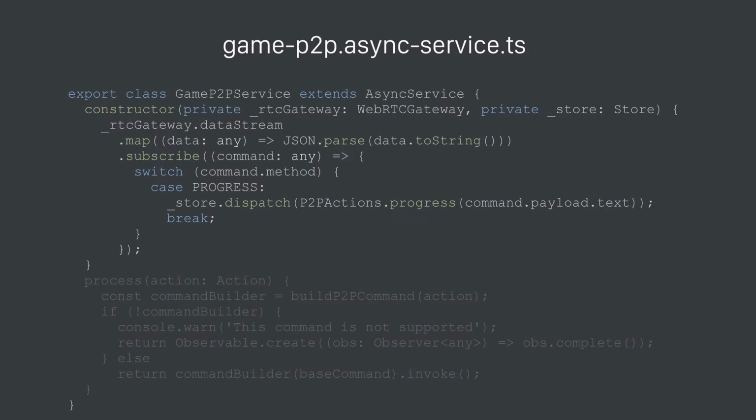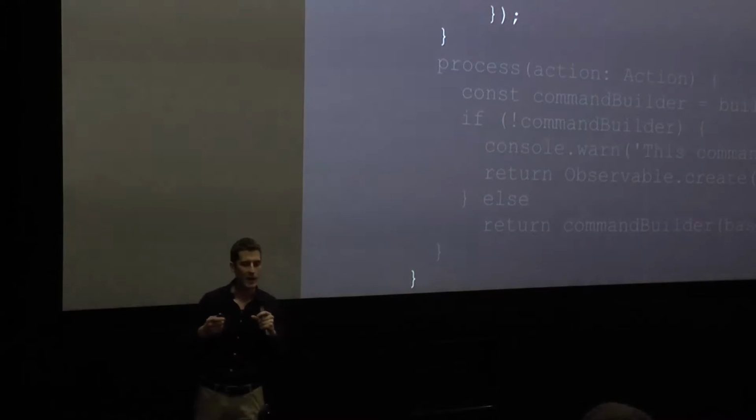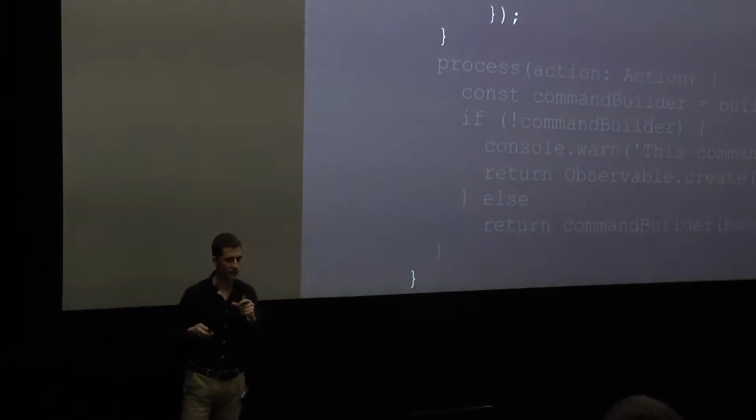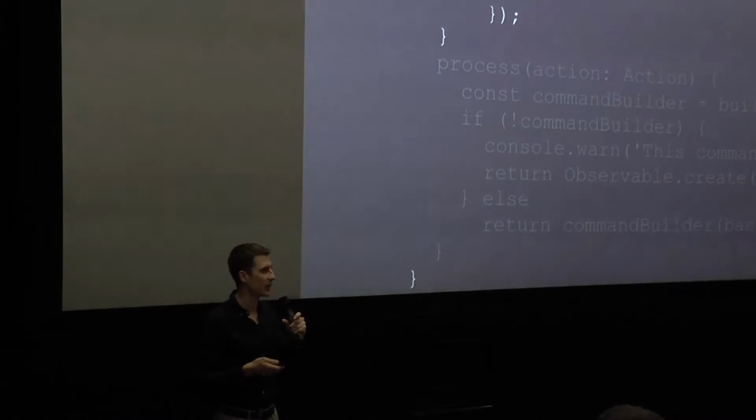And we're using the WebRTC data stream here. By subscribing to this data stream, we're transforming the binary commands that we receive from the other peer by mapping them to JavaScript objects. And after that, we're just invoking actions, which are handled by the reducers.